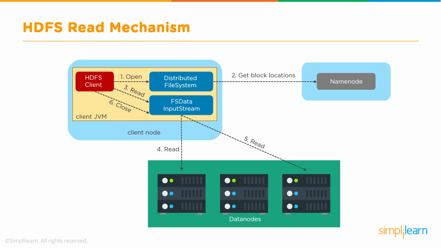Now to understand the read mechanism, let's look at this, where we will understand what happens when a client or an API or an application wants to read data, and what happens when it tries to write data to the underlying data nodes. Now to understand the read mechanism, we have already discussed that it is basically the name node which plays a very important role.